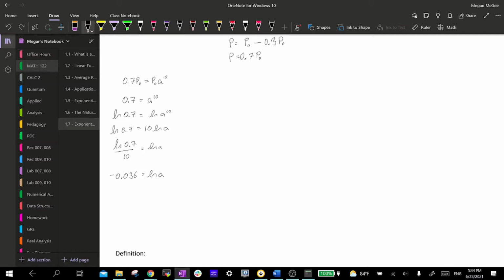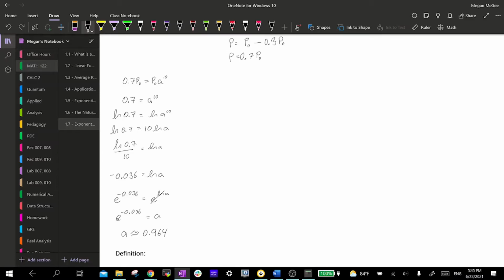And we need to undo the natural log, which we know we can do by raising it to the base e. So we have to do this to both sides. Basically make everything an exponent now, but with the base e. All right, so we did this so that we could cancel out e in the natural log. So we get e raised to negative 0.036 is equal to a. And a calculator tells us that means a is approximately 0.964.